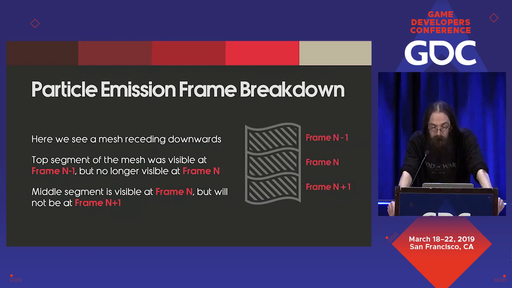Here we're going to demonstrate the emission of particles that are coupled with alpha reference test. Here you can see 3 segments of a mesh. Over 3 frames, these 3 segments will disappear in a cascade from top to bottom.